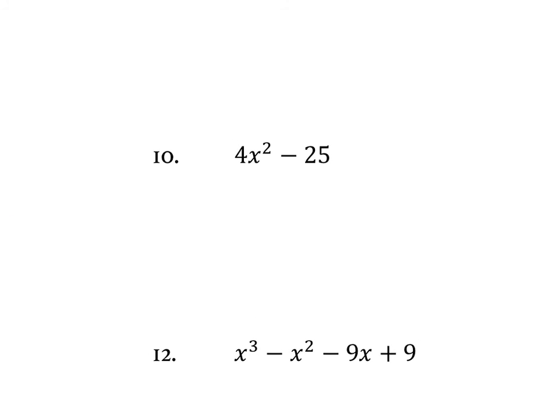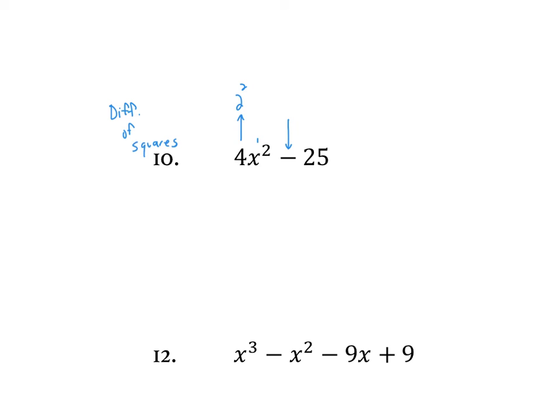Okay, next one. This is difference of squares. Okay, reason is difference. That means subtraction. And then everything is something squared. Like 4 is 2 squared. X squared is x squared. And 25 is 5 squared. Right, so everything that you see is something squared. That's difference. So difference of two squares.